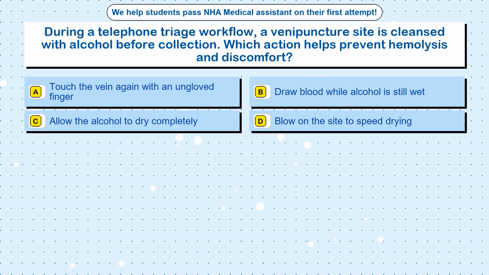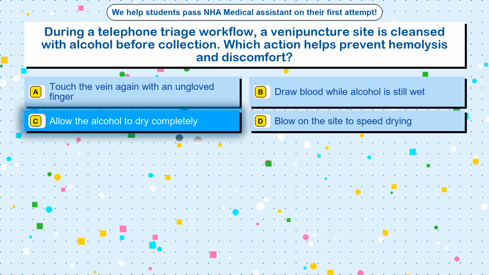Question 21. During a telephone triage workflow, a venipuncture site is cleansed with alcohol before collection. Which action helps prevent hemolysis and discomfort? Option A. Touch the vein again with an ungloved finger. Option B. Draw blood while alcohol is still wet. Option C. Allow the alcohol to dry completely. Option D. Blow on the site to speed drying. The correct answer is option C.